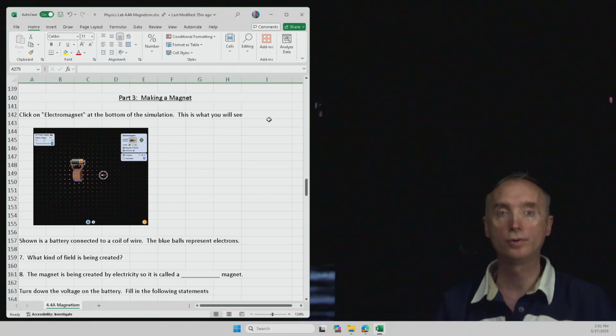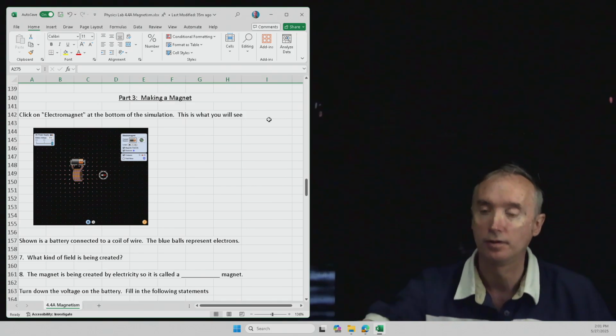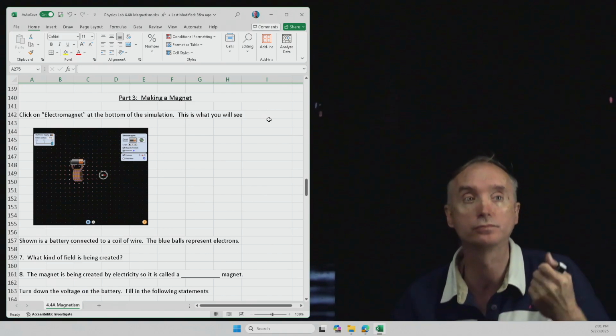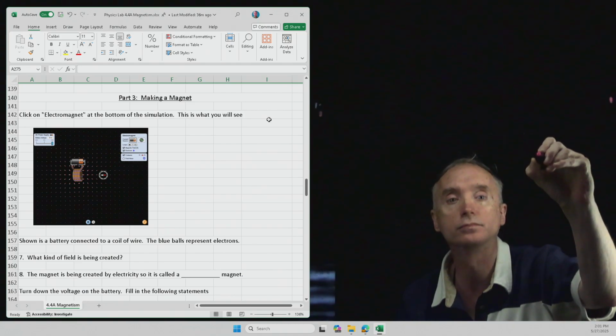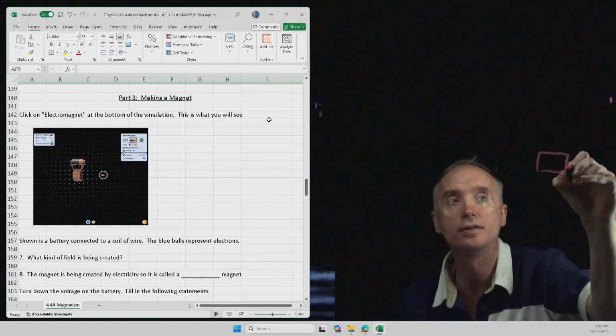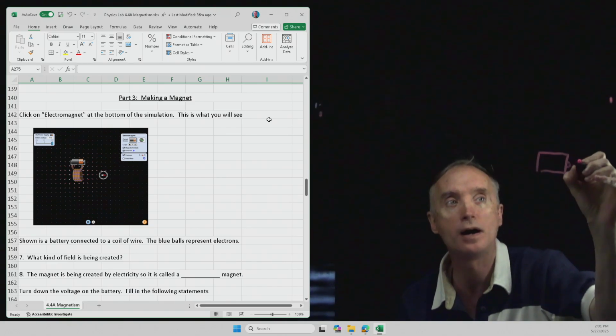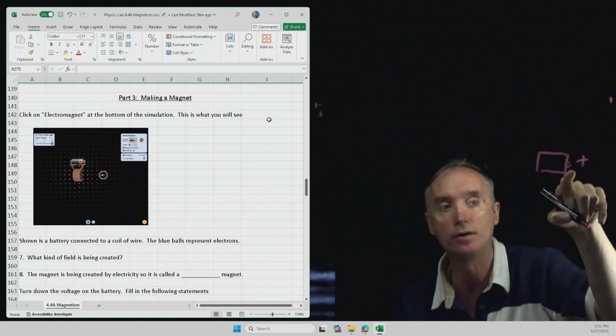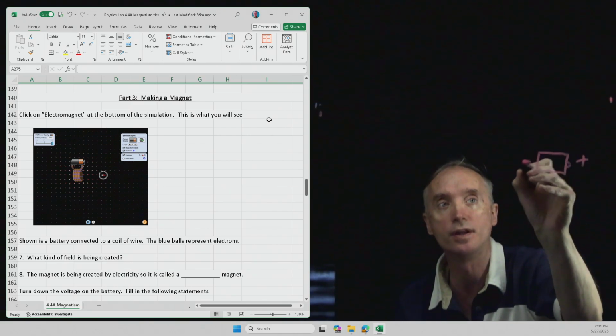Okay, I'm back, and now we want to do part 3, which is making a magnet. In order to do this, you're going to need a battery, and then you're going to need a coil of wire. So here is a battery, and this is the positive end of the battery, the one that has the nub on there, and this side over here is the negative.